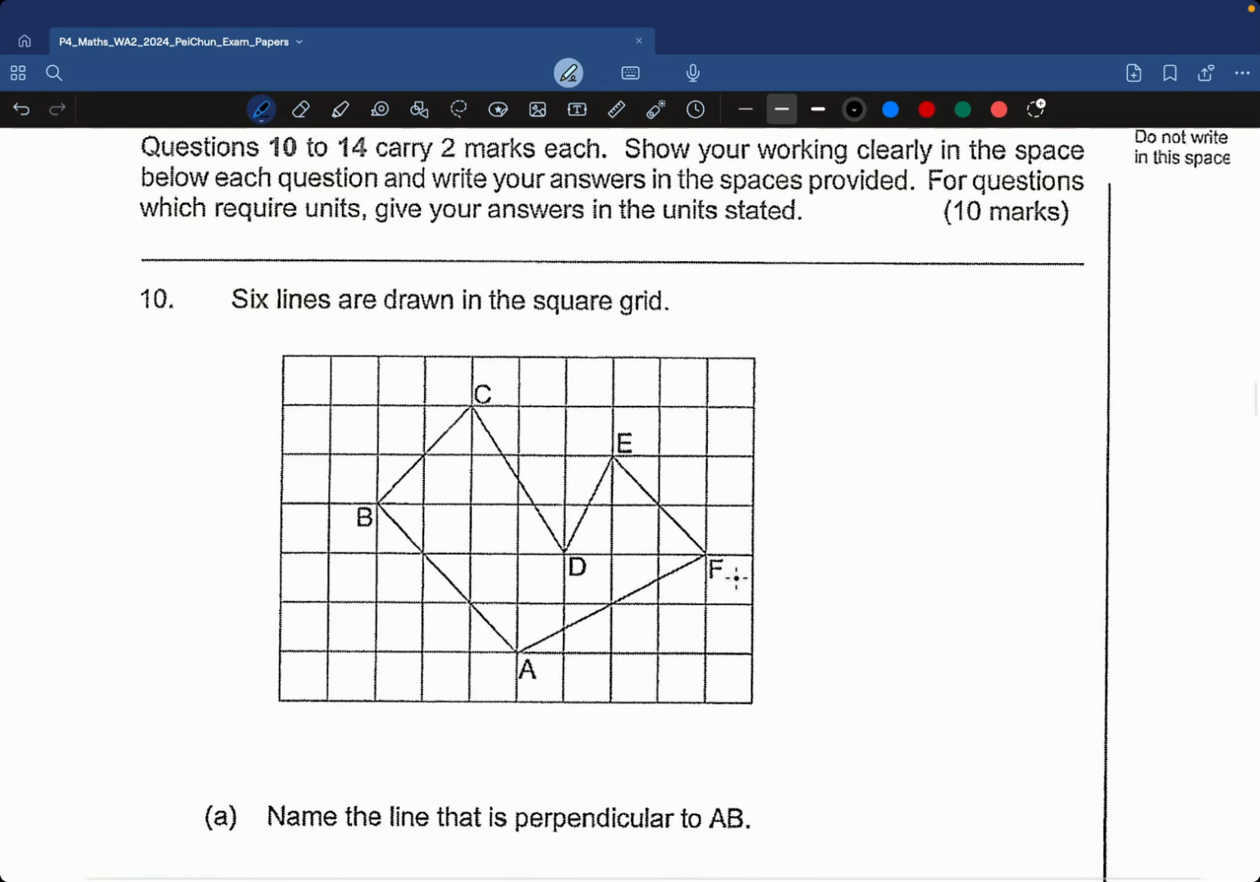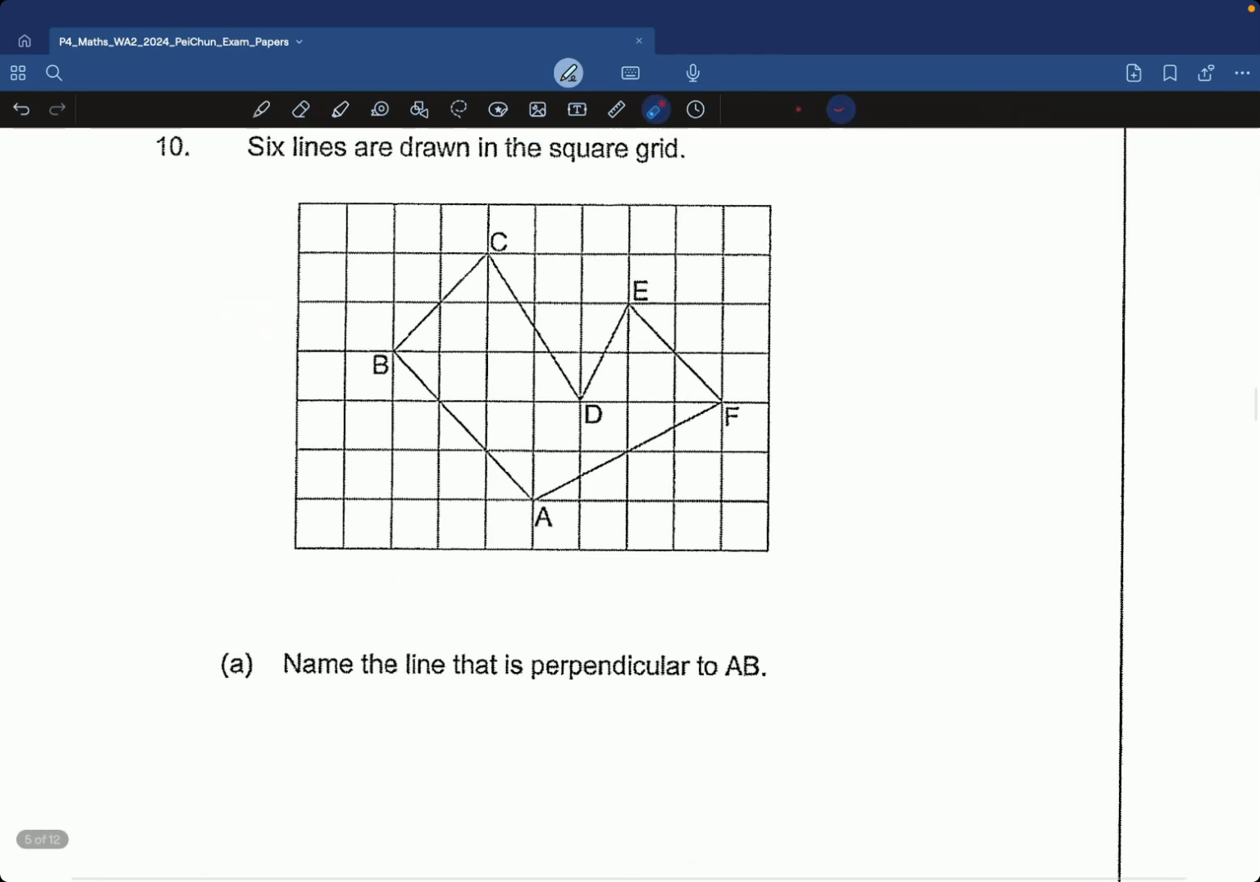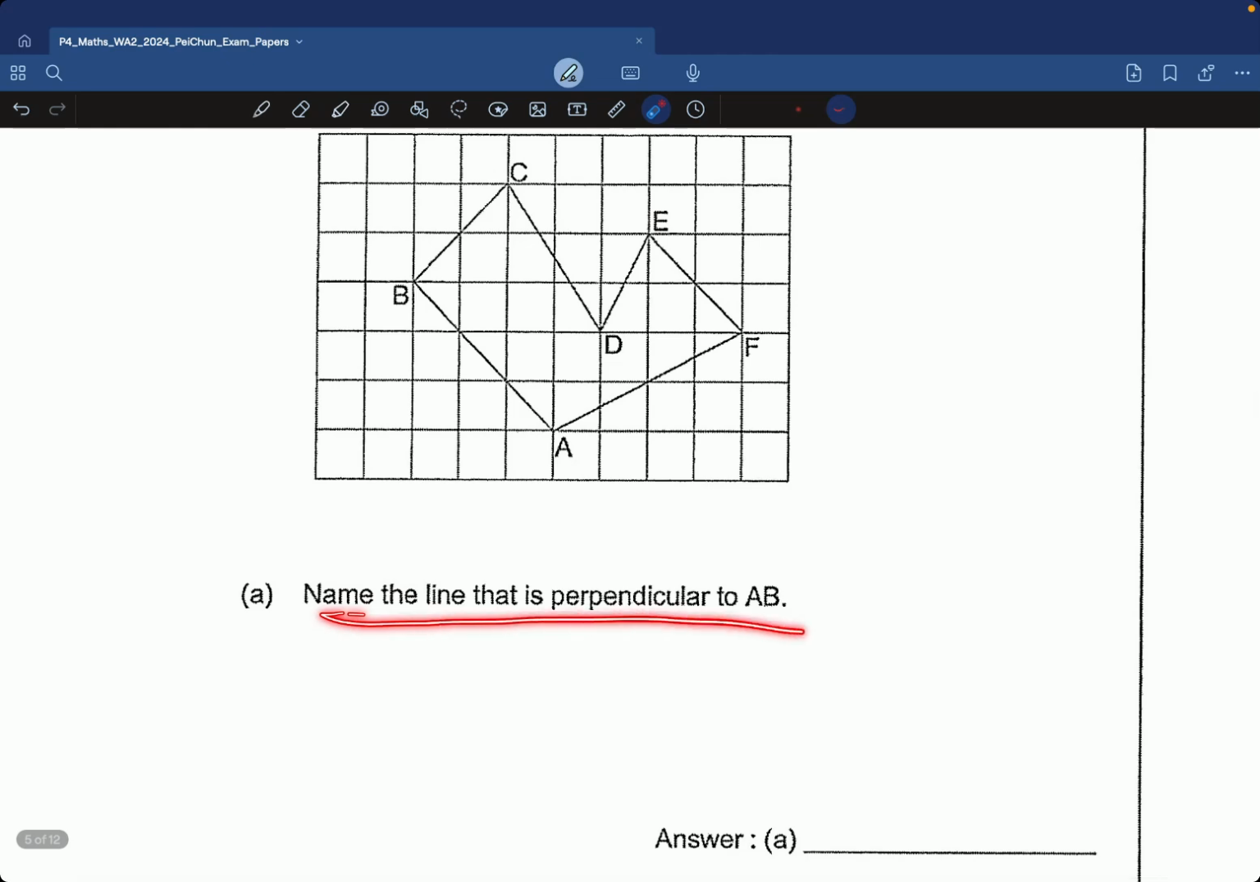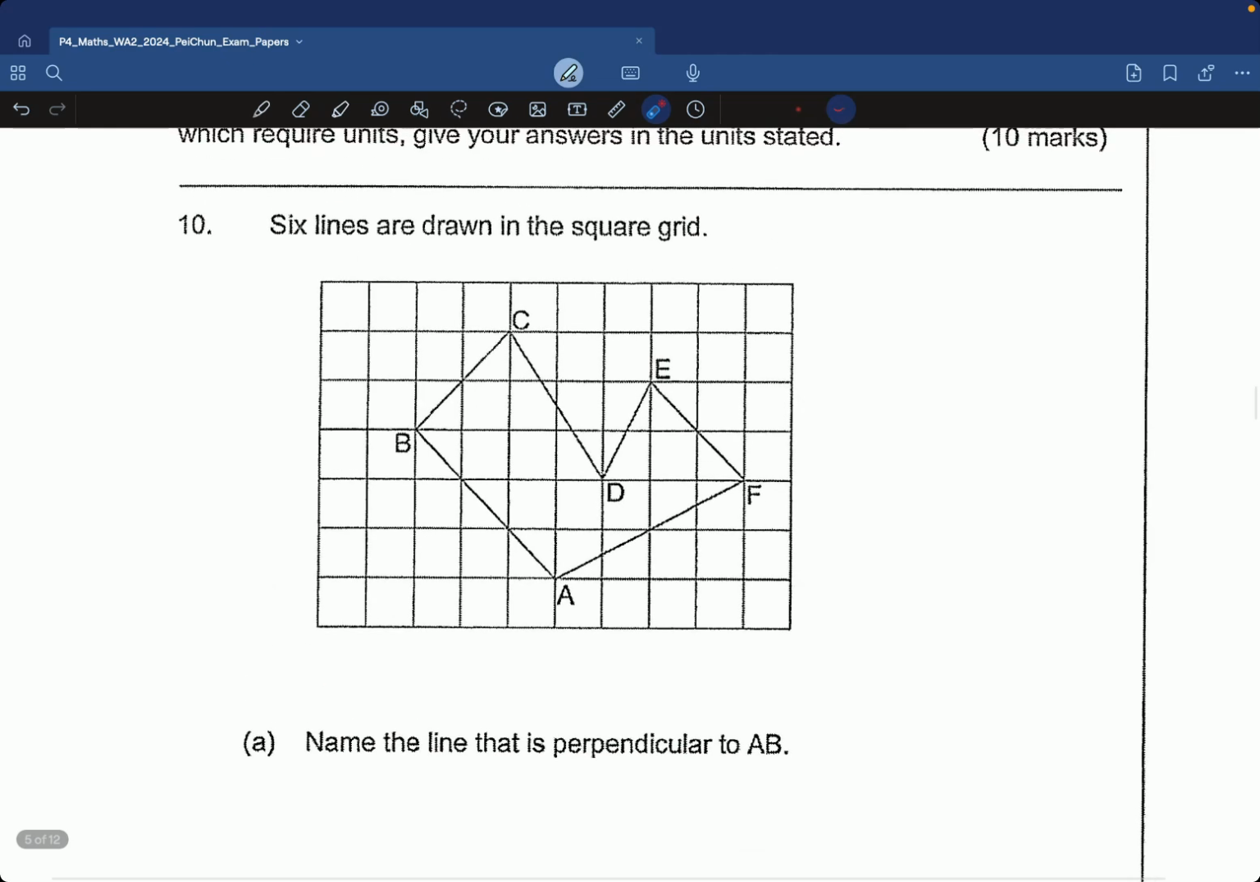All right, so question 10. It says here 6 lines are drawn in the square grid. Name the line that is perpendicular to AB. So AB is over here. So I'm going to draw a highlighted over here. So AB is over here. So what is perpendicular? Perpendicular, right, is basically this and this, right?